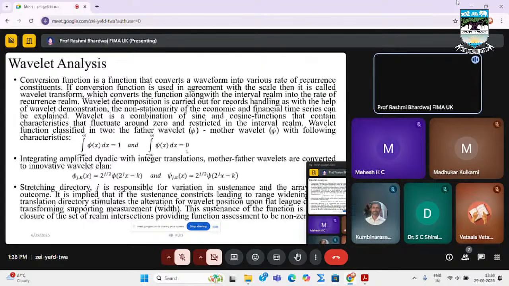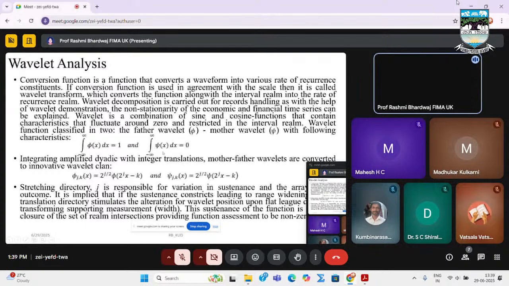In short, wavelet analysis uses two types of wavelets, a father wavelet and a mother wavelet. The definition is that if you take any wavelet and take the integral from minus infinity to infinity, and it always gives a value of one, then it is considered a father wavelet. If it gives a zero value, then it is considered a mother wavelet.